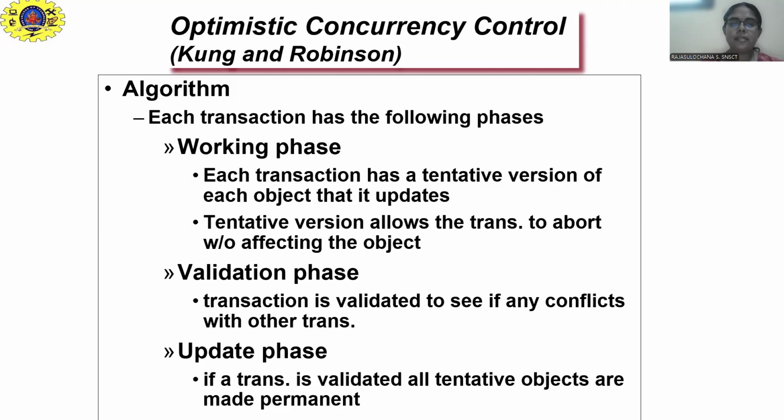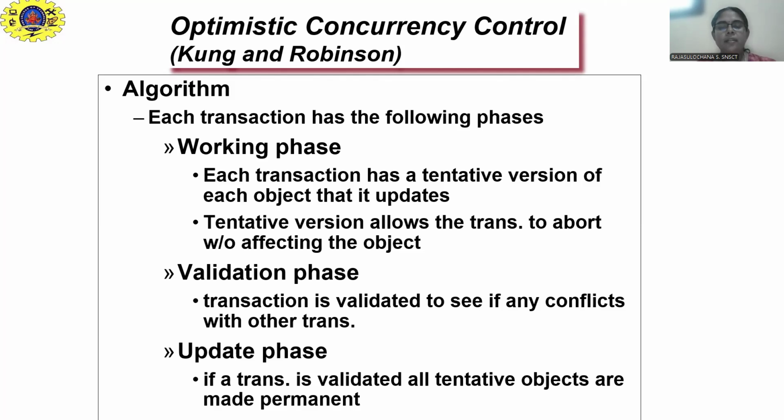There are three phases in this algorithm. The first one is the working phase, the second one is validation, and the last one is the update phase. In the working phase, each transaction holds a tentative version of the object that it is going to update. This tentative version acts as a view. When we discussed SQL, we saw table and view, right? So this tentative version acts as a view of the transaction. Any update is made to the tentative version, and if we need to abort, we can abort the tentative transaction, which will not affect the actual object. So this is the working phase.